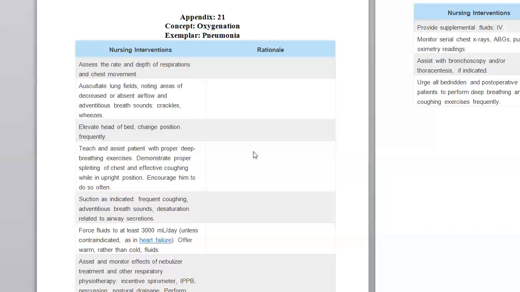We don't want to cause problems. Force fluids, though I like the word encourage, at least 3,000 milliliters a day, unless contraindicated, such as in a patient with heart failure. Offer warm rather than cold fluids. Fluids, especially warm fluids, will aid in the mobilization and expectoration of secretions. Assist and monitor effects of nebulizer treatment.